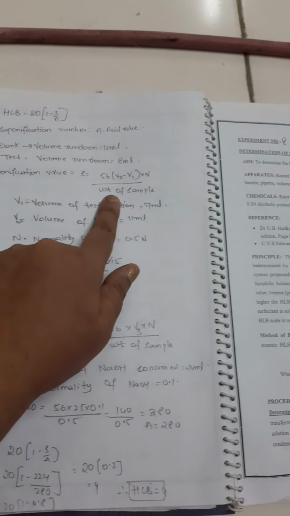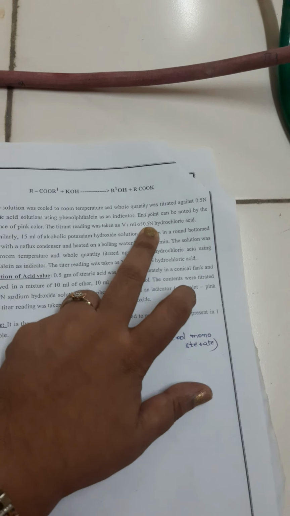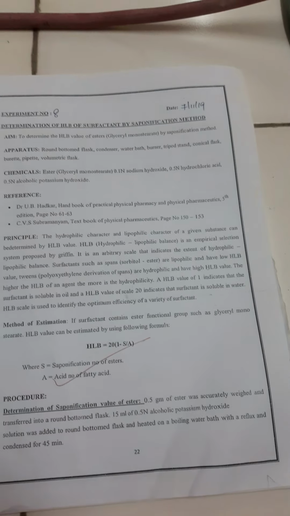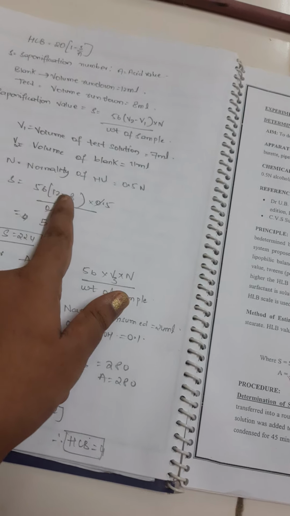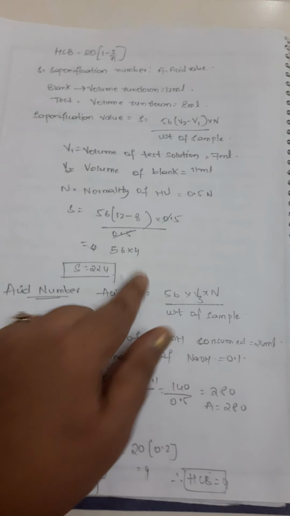From this you will be getting the saponification value. So we will be taking the into N. Why are we writing it as N? Because we are titrating against 0.5 normality hydrochloric acid, right? That's why we write it as 0.5. And the weight of the sample is 0.5 grams of ester, so we write it as 0.5. So this 0.5 cancels, and with 56 into V2 minus V1 we will be getting the saponification value.